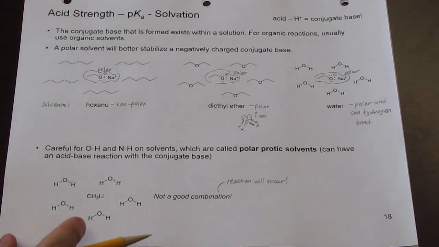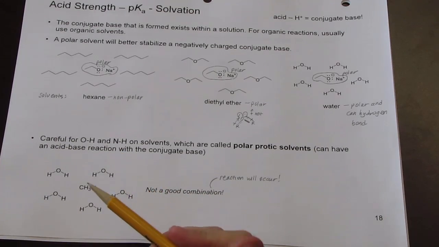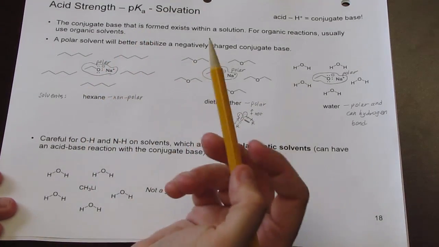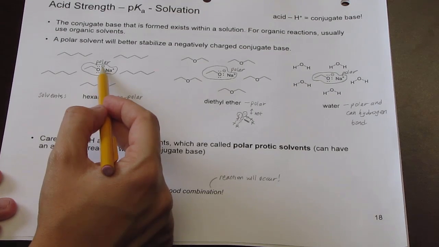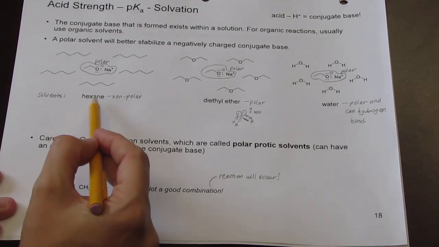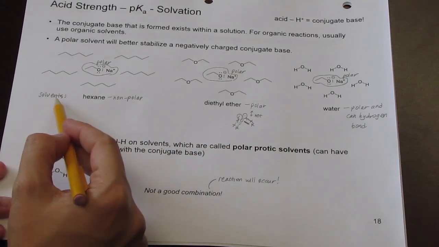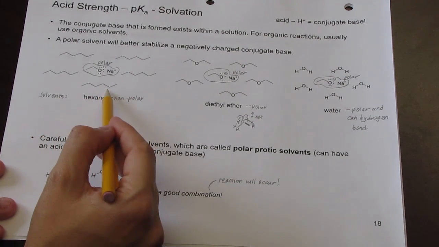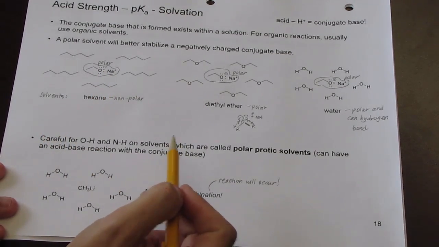The last point, which I don't want to focus too much on, is just to say the solvent is important. And so the conjugate base exists in a solution. And so let's say here we have a conjugate base of an alcohol, this O-, and it would be polar. Okay? And it can be in 3 different solvents: hexanes, diethyl ether, or water. And so in terms of solvents, the hexanes are nonpolar because they're just CH. So we have a polar and nonpolar, which is not a great match.